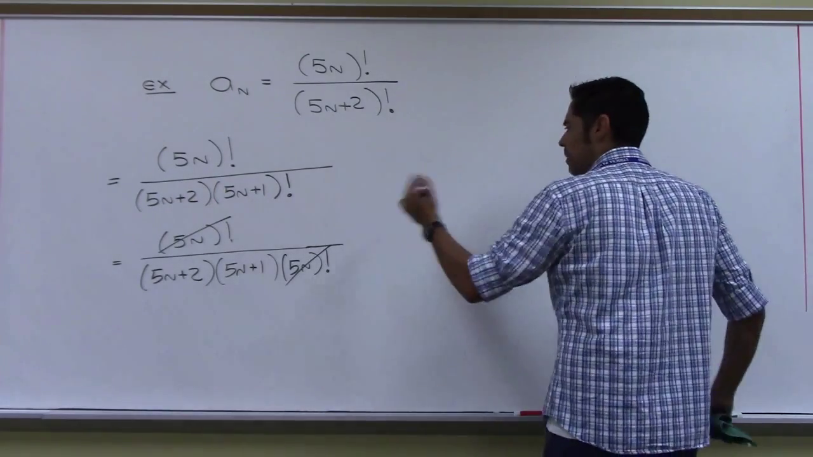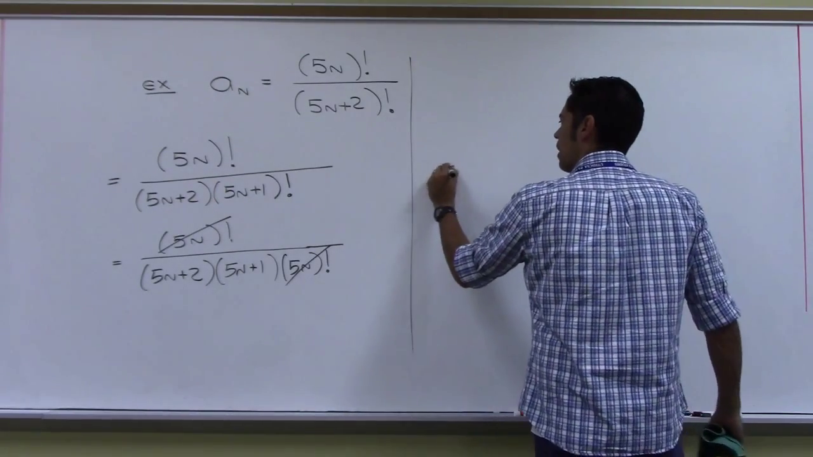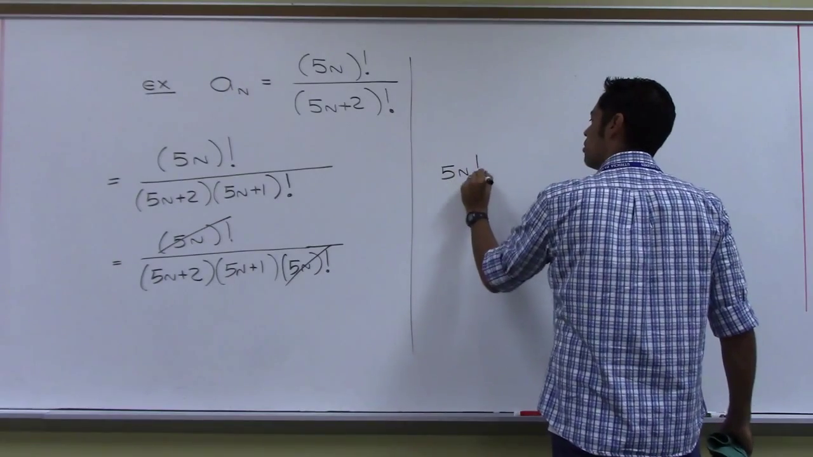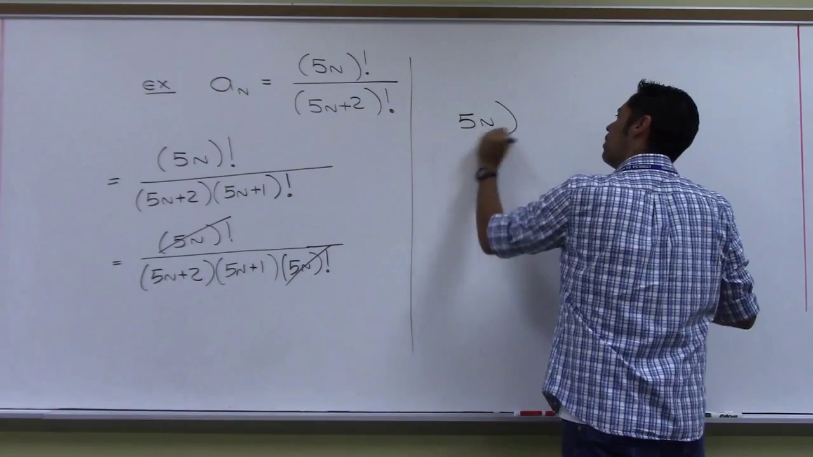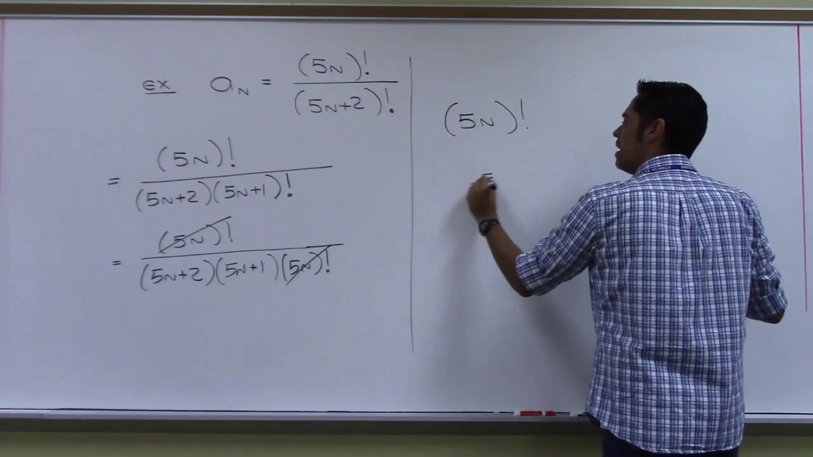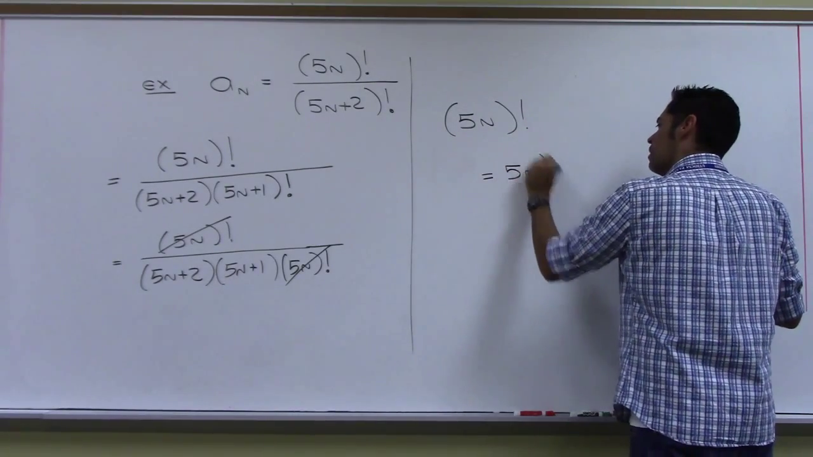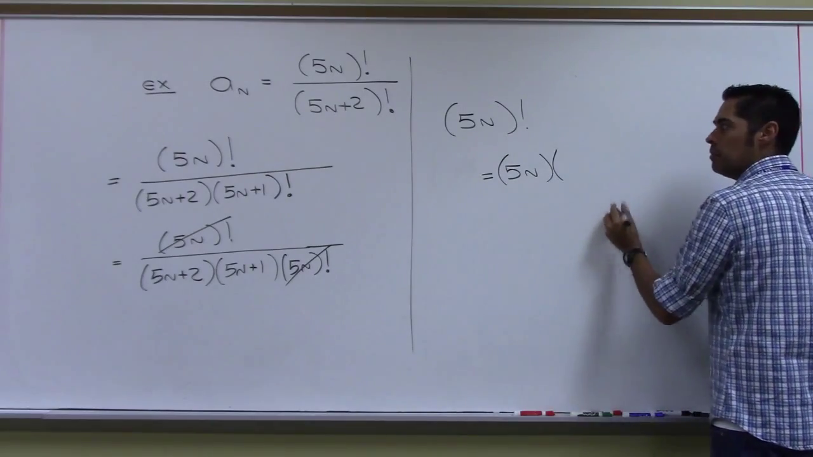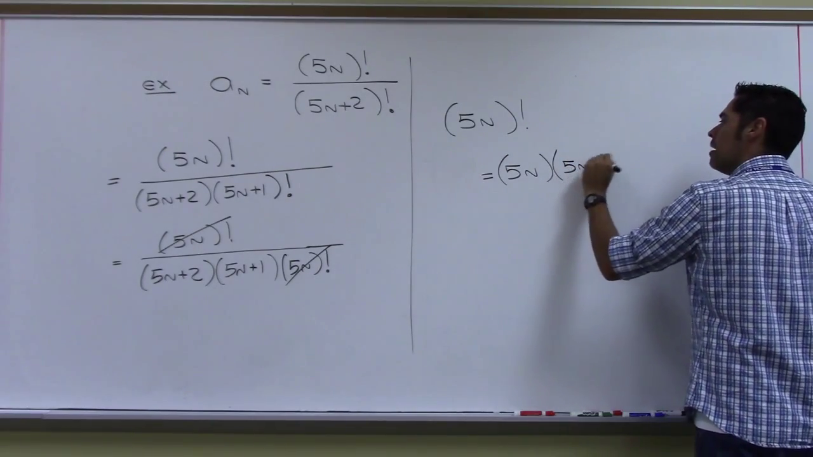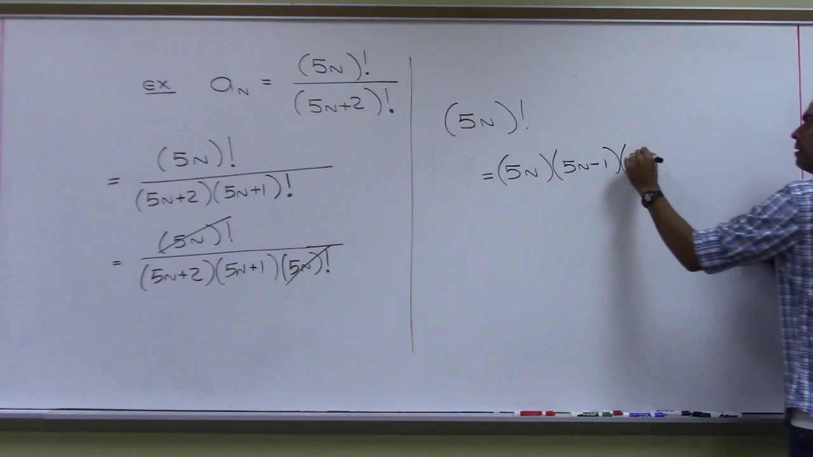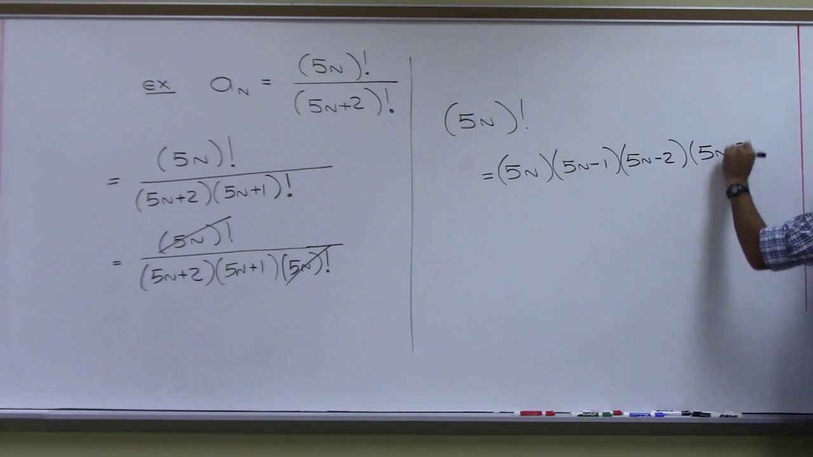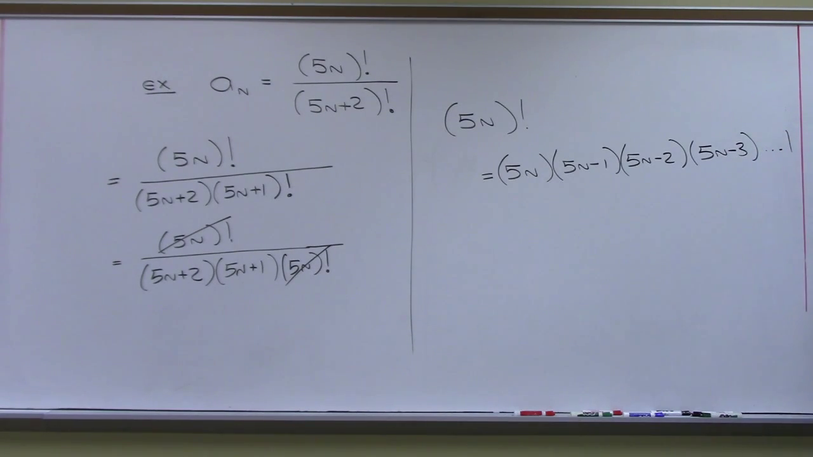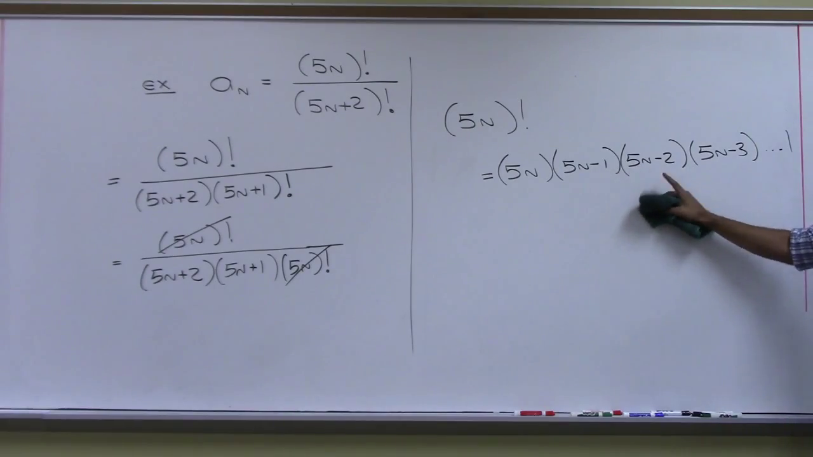So watch. Maybe this will help address that. 5n in parentheses factorial is equal to 5n times what? Take it off. 5n minus 1 times, take it down. 5n minus 2 times 5n minus 3 until it gets down to 1. That's what that is. So the 5n never got touched, does it?